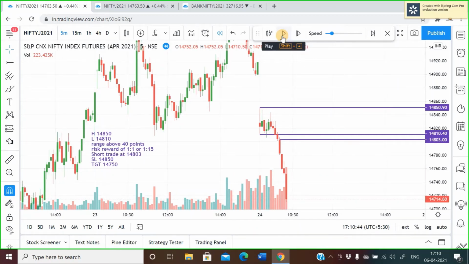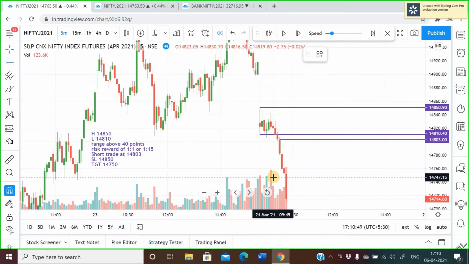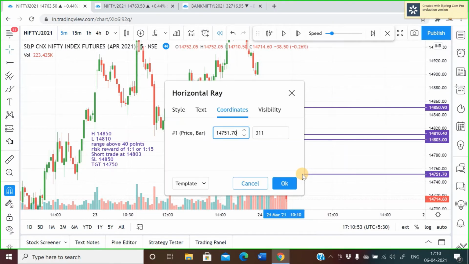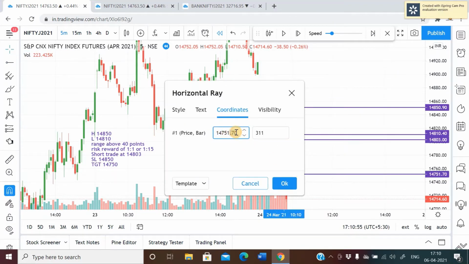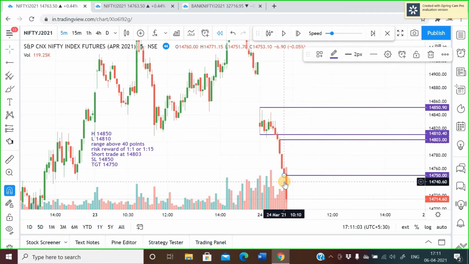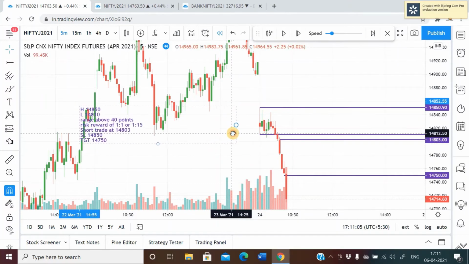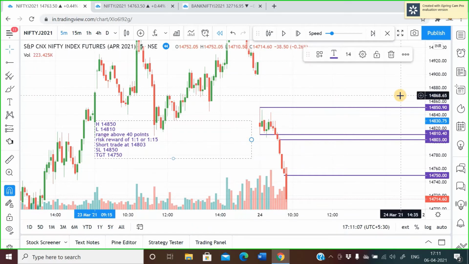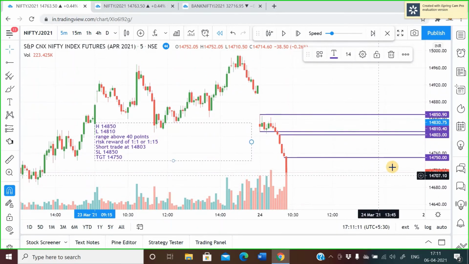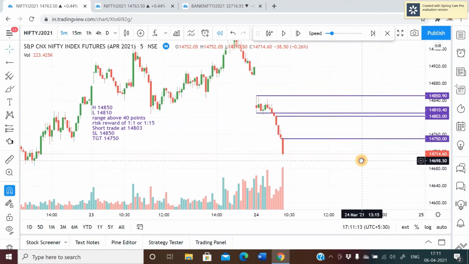Yeah. So our target was 14,750, and I think this itself has done it. So what I suggest is either you trail your stop loss or use it effectively to maximize your returns. But as I said, never be too greedy. This is a strategy. This has been backtested very rigorously, and I find it very useful. I do it personally for my trading.